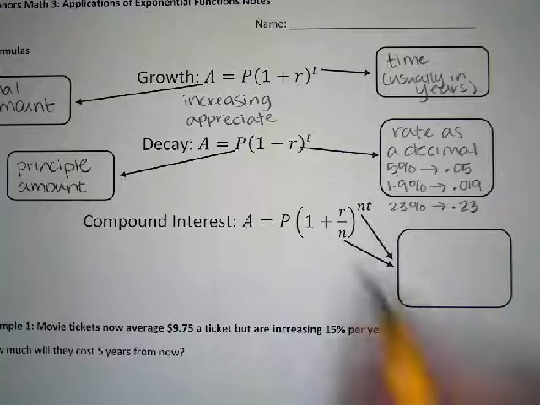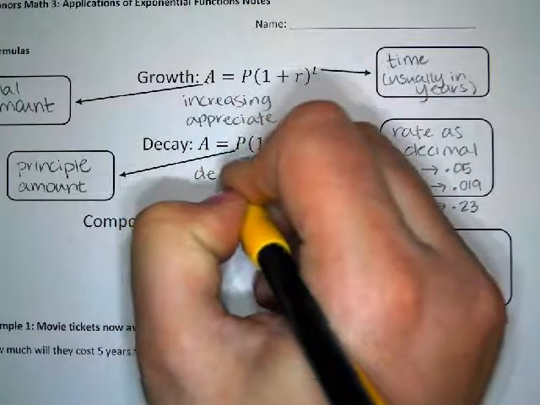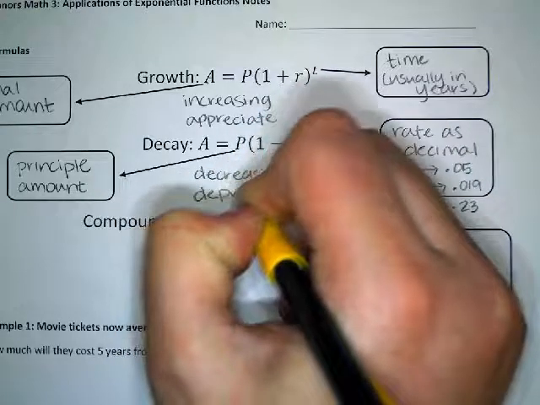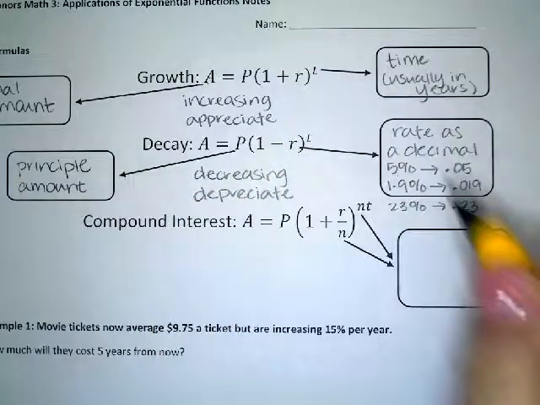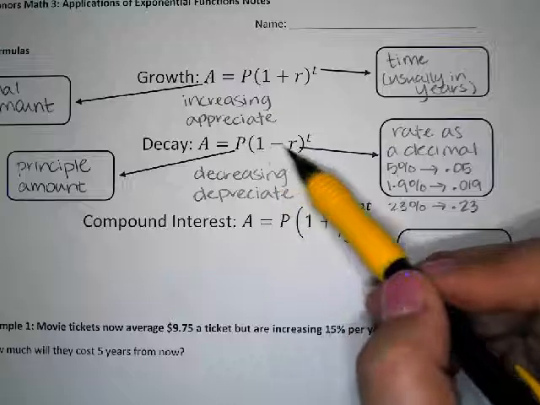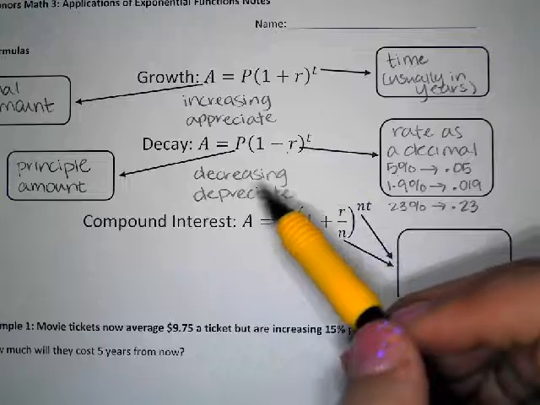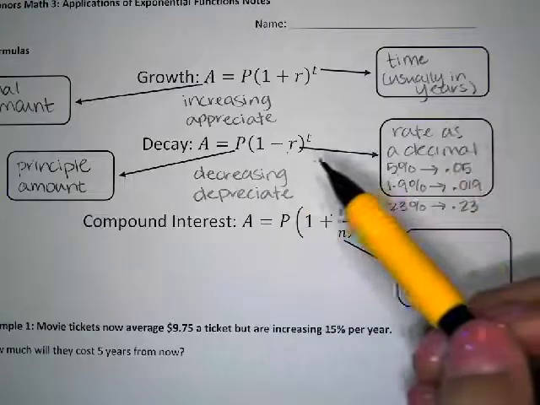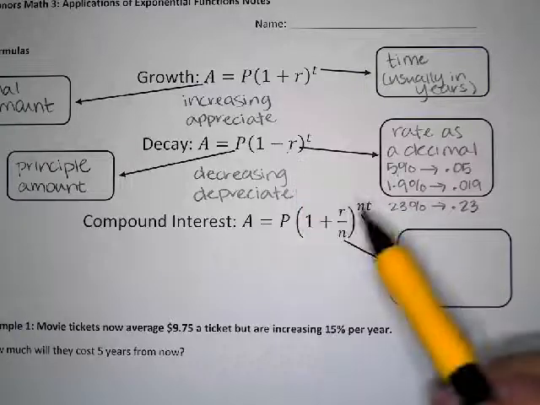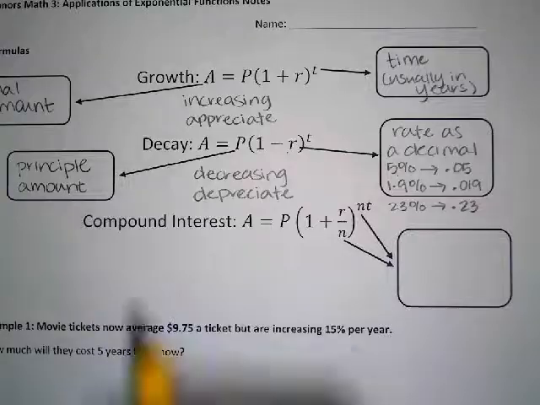The words that we would expect to see in a decay problem would be decreasing or depreciate. And we're going to notice that since the base of this exponent is 1 minus the rate, the bases of these exponents are always going to be something less than 1. So you might see like 0.89 to some exponent, or like 0.77 to an exponent, or 0.62 to an exponent. But you're going to notice the base is less than 1, and that's what's making that number go down over time. Right? Okay, next is compound interest.